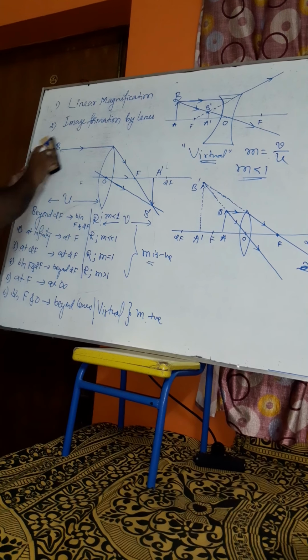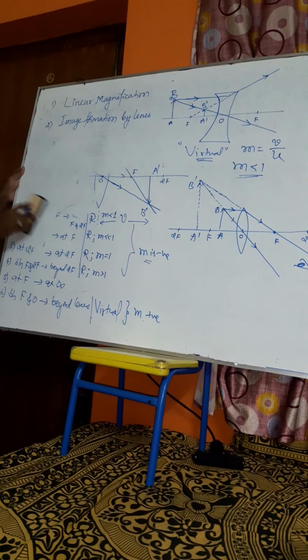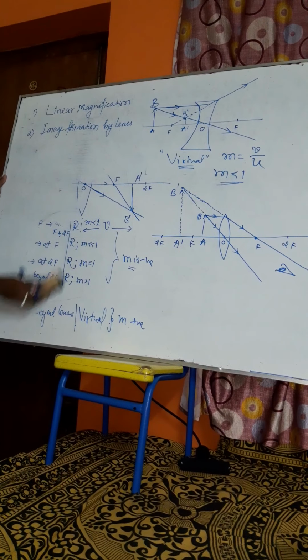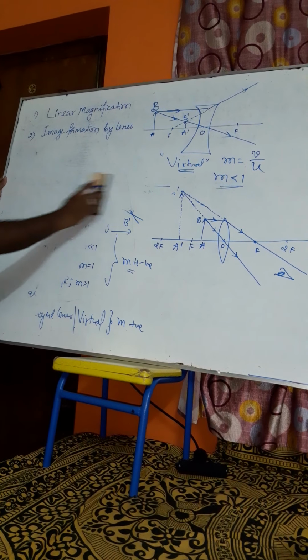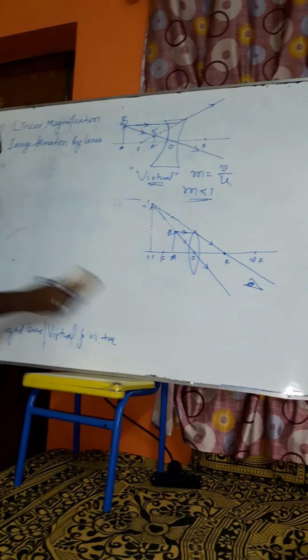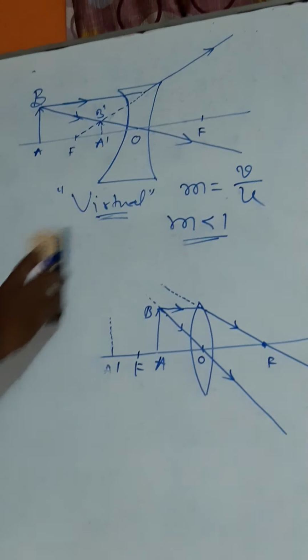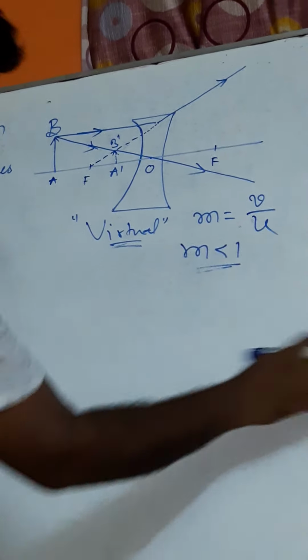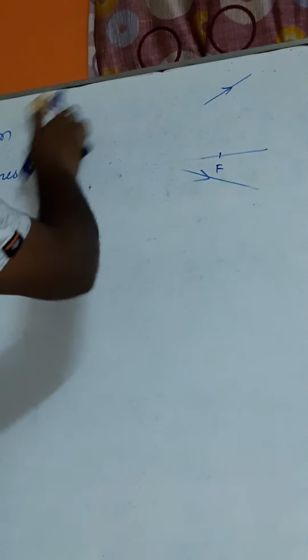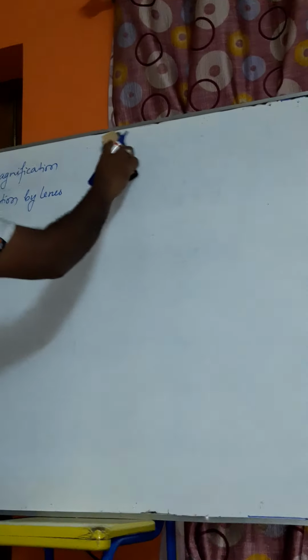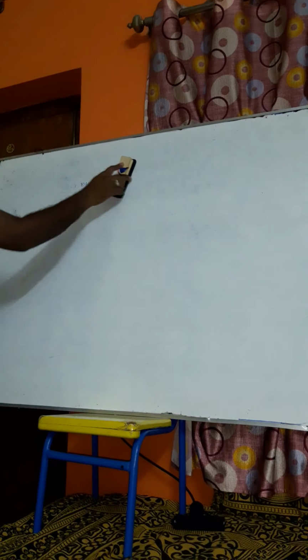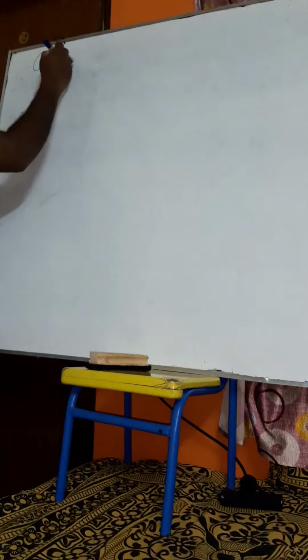Okay, now let us move on to the next very important concept: combination of thin lenses. A thin lens is one whose radius of curvature is a very large value and whose thickness is very small. Come to the next concept: combination of lenses.